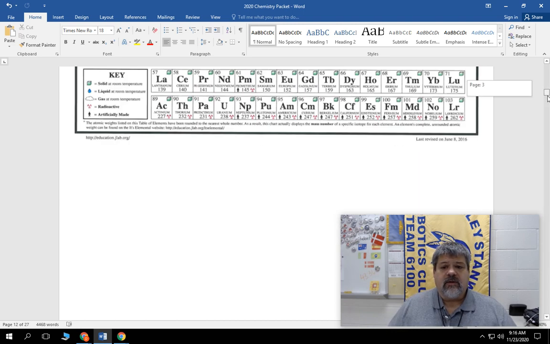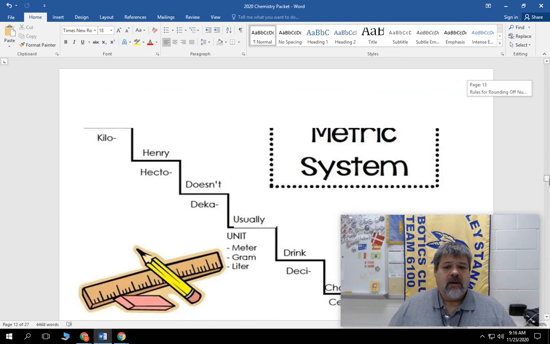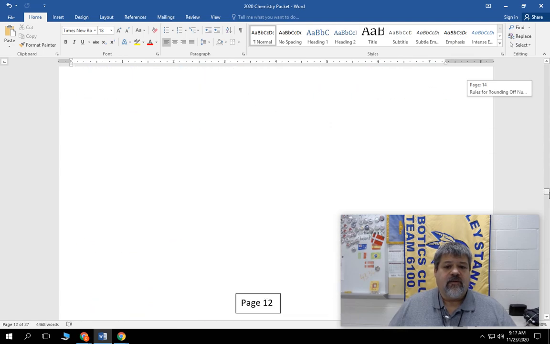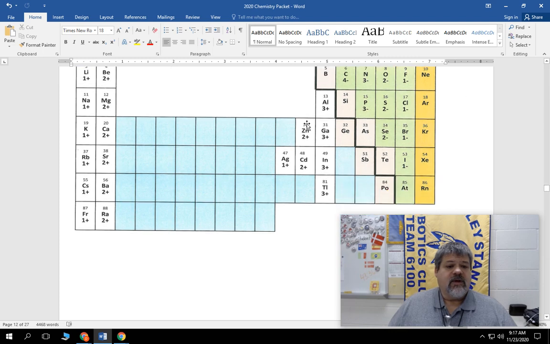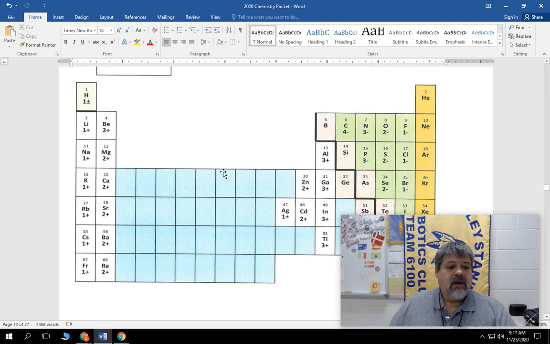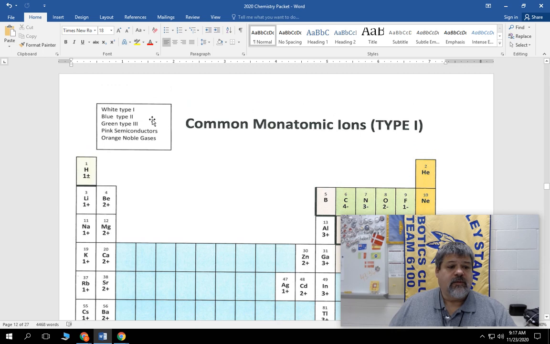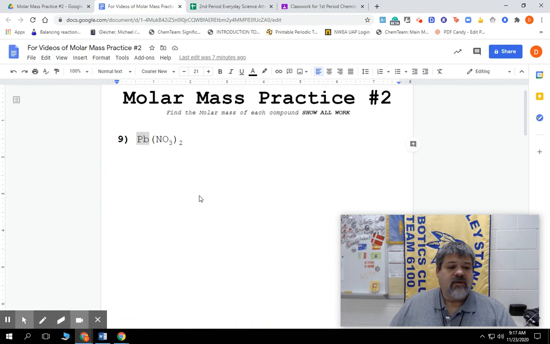We're going to scroll down to our page that has our monoatomic ions, page 14, right here. And if we look in here, we don't see lead. So that means that lead is in the blue, and blue means it is type 2. So when we do type 2, we have to figure out the Roman numeral. So we can write in lead. We know that there's going to be a Roman numeral in there, and then we're going to do NO3.